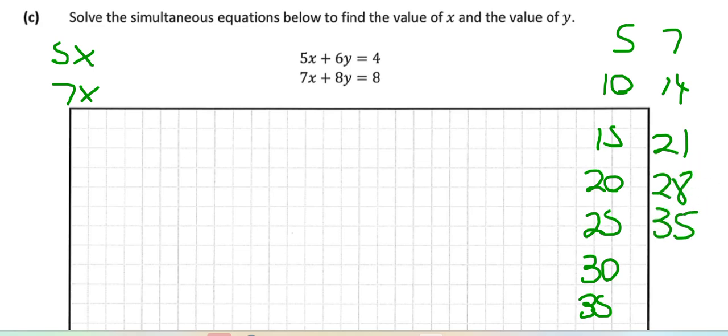What number do we both think it is? 35. Turn them into 35s. Okay? 45x plus 35y. In a second. So multiply the top one by 7. What do we get? Multiply all of the top line by 7.